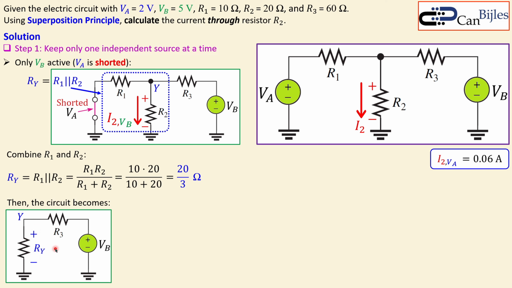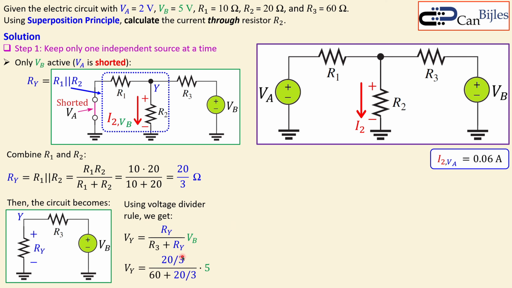The voltage is now also calculated using the voltage divider rule. So VY is equal to RY over the summation R3 plus RY times the VB. So we now have everything. So 20 over 3 over 60, because that's 60, plus 20 over 3 times 5. Now, the benefit of having this in exact form is that you get an exact value here also. Otherwise, if you use a rounded off version, you will get errors at the end. So keep it as exact as possible, and you will get 0.5 volts for the VY.